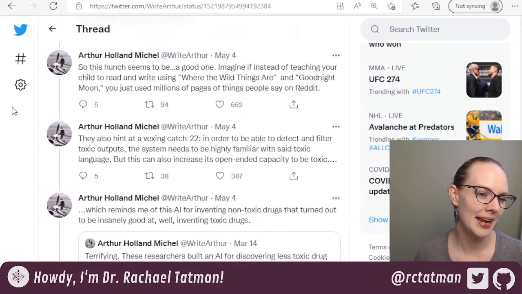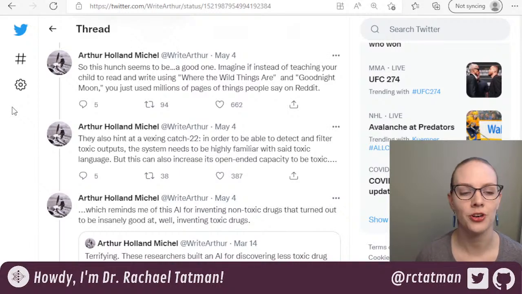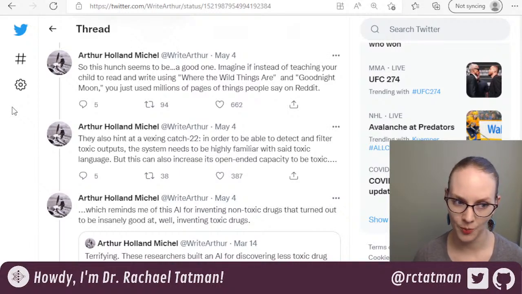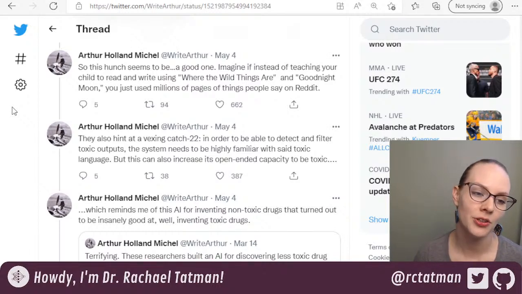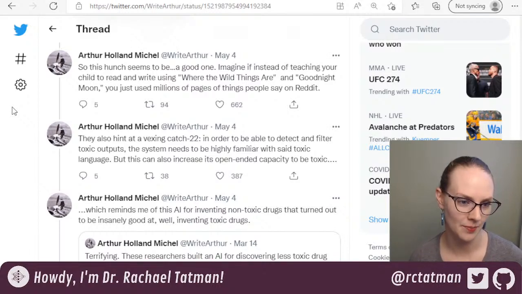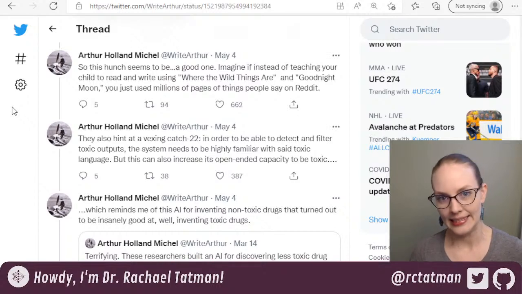They also hint at a vexing catch-22. In order to be able to detect and filter toxic outputs, the system needs to be highly familiar with said toxic language. But this can also increase its open-ended capacity to be toxic. Yes.